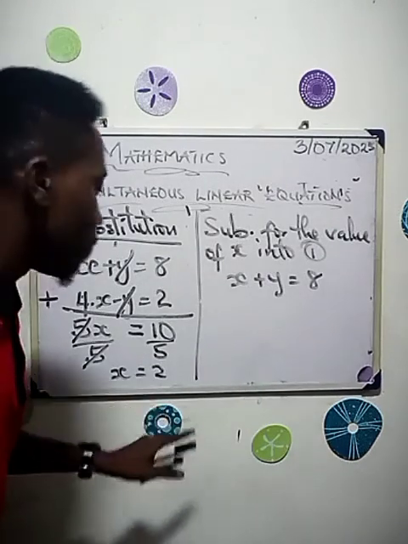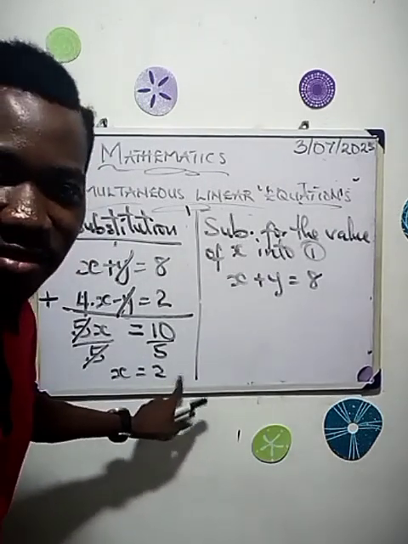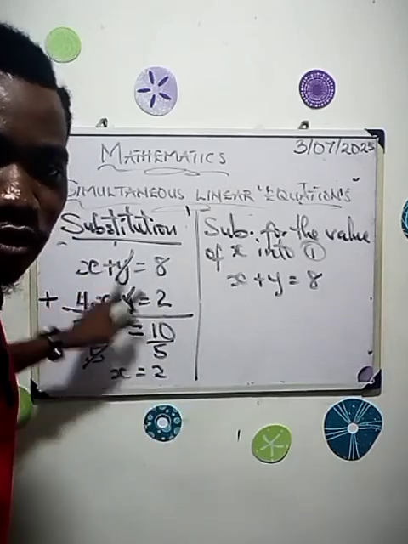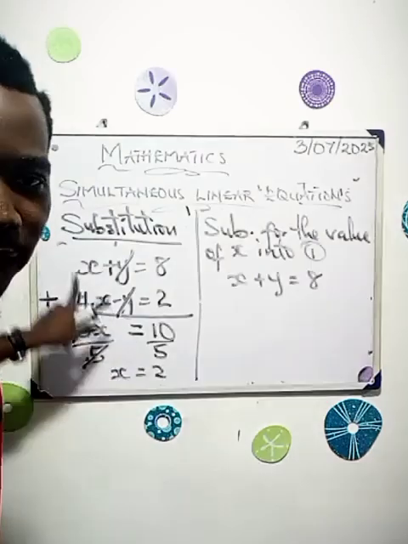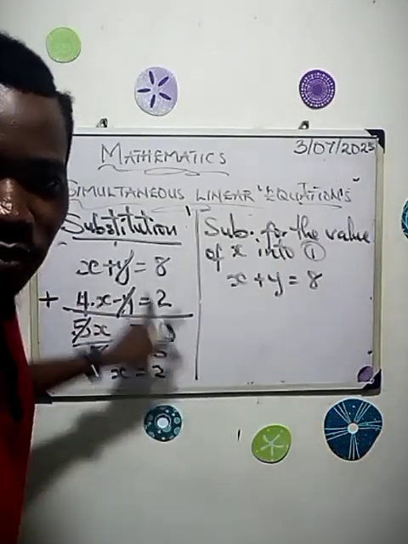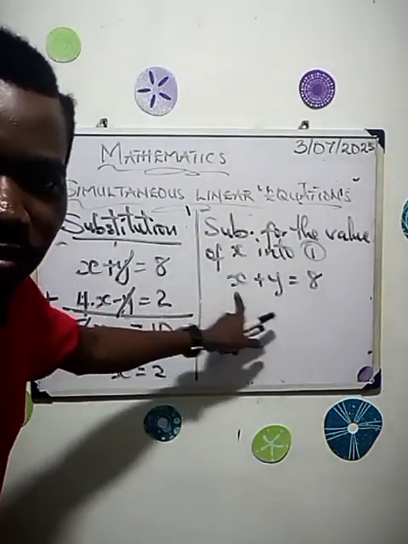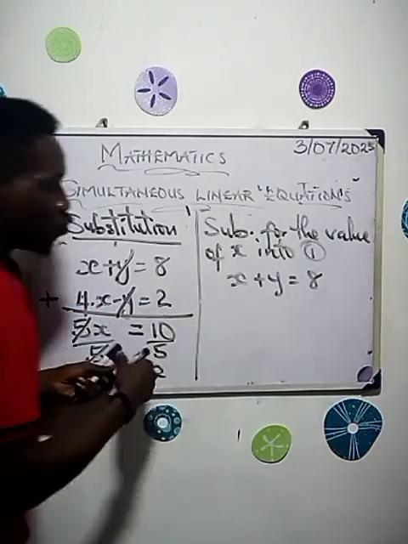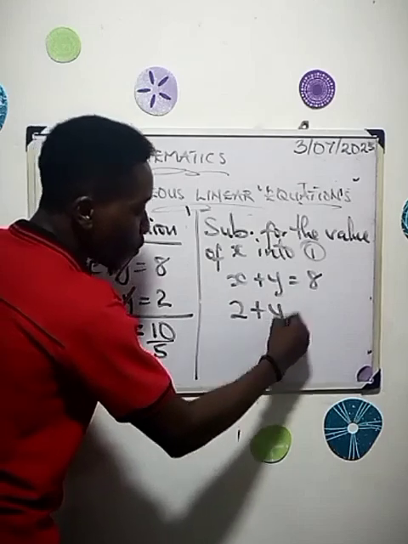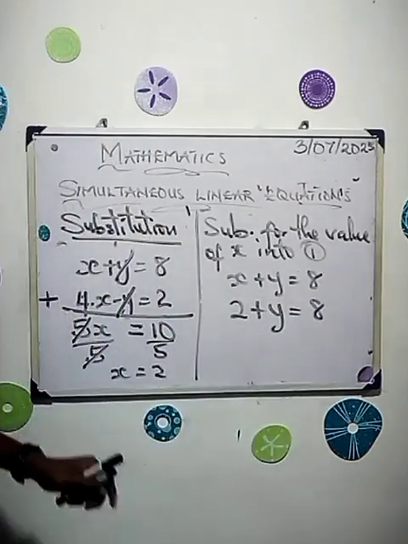You've gotten it, good. So we're going to now insert this value into the equation. That's what we call substitution. To substitute means to replace. So where you have x now, put in this, which is 2. So we're using this equation. So where you have x, put 2. You're going to have 2 plus y equals 8.